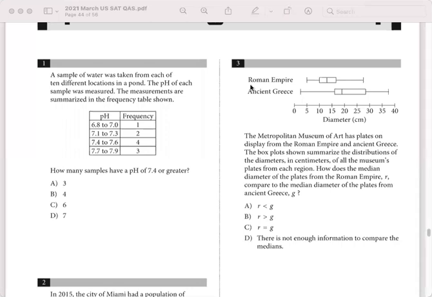So we know that the median is this value, right? The line inside the box. So the value of R is going to be between 10 and 15, and the value of G is going to be between 15 and 20. So clearly R is less than G.